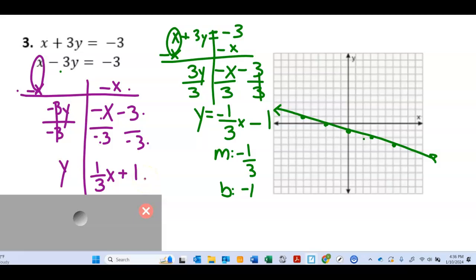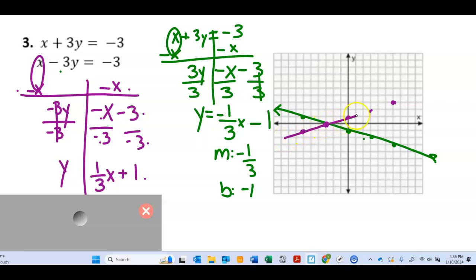So I'm going to go up to 1. And from here, I'm going to go up 1 over 3, 1, 2, 3. Does that look like it's going to help me find where they cross? No. So why don't we go the other direction? Down 1 over 3, 1, 2, 3. Oh, look at that.